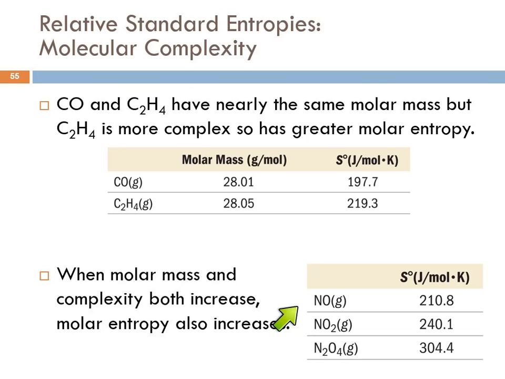Down here we're looking at molar mass and molecular complexity both increasing. So these are getting more complex, and the molar mass is getting larger, and so we see that those two trends add together and we get entropy increasing. So these are factors that you should keep in the back of your mind in case you need to compare 2 atoms or molecules, which one has higher entropy.